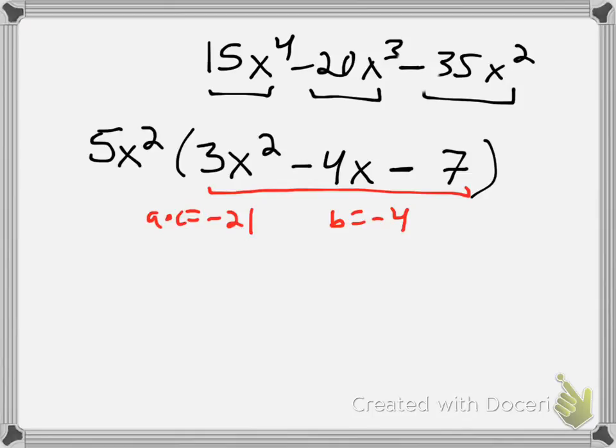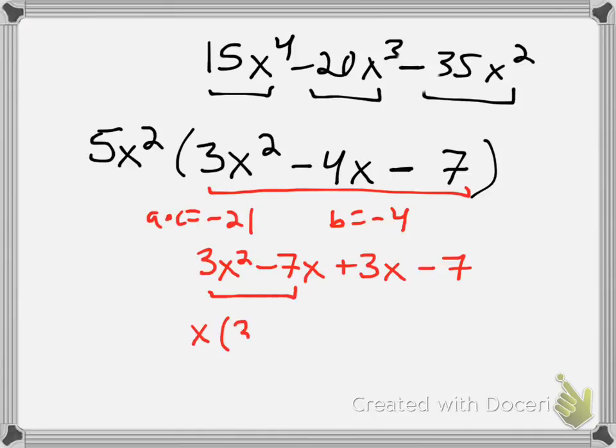Then I can see that it's negative 7 and 3. So I would rewrite this expression like so, and I would factor by grouping. What do these two things have in common? They both have an x, so that leaves me with 3x minus 7. These things have nothing in common, so we just put a 1, because 1's the only thing they have in common. That leaves me with a 3x minus 7.